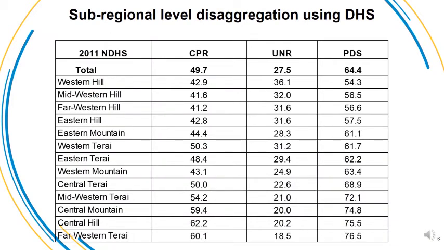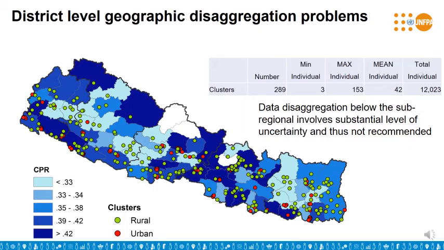Here is the sub-regional level disaggregation used by DHS for the three indicators: CPR, unmet need for family planning, and the proportion of demand satisfied. However, when disaggregating the indicators to district level, the sample size is too small, and 3 districts have no data collected. Therefore, data disaggregation below sub-regional levels is not recommended.